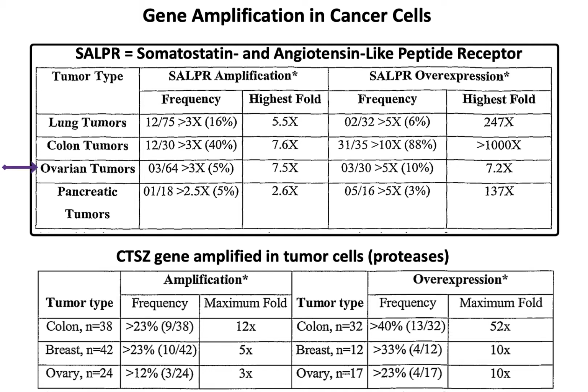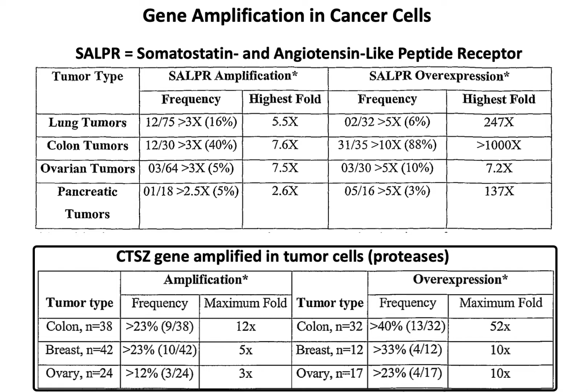1,000-fold. And then in ovarian cancers, up to a 7.5-fold increase in the number of gene copy numbers and about the same amount in overexpression of the protein. And then in pancreatic tumors, about a 2.5-fold increase in the number of genes. But that leads to about 137-fold increase in the amount of overexpression of that protein.